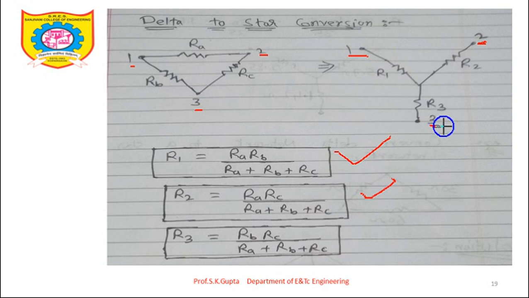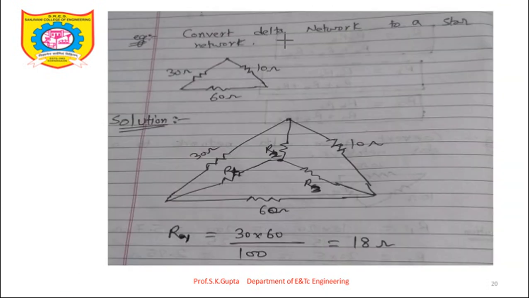Now what is the value of R3? So from node 3, two resistances are connected, RC and RB. So take the product RB into RC divided by sum of all resistances RA plus RB plus RC. So in short I can say that resistance in star equals product divided by sum of all resistances. Okay, so now next is to convert a delta network to a star network. So one delta network is provided to us and we have to determine its star network.